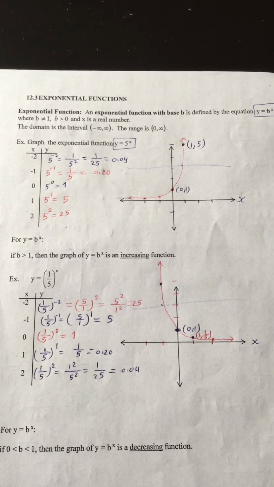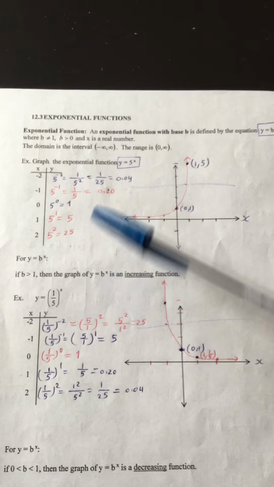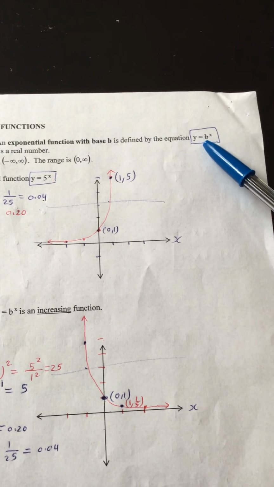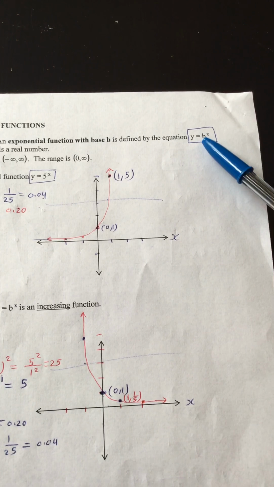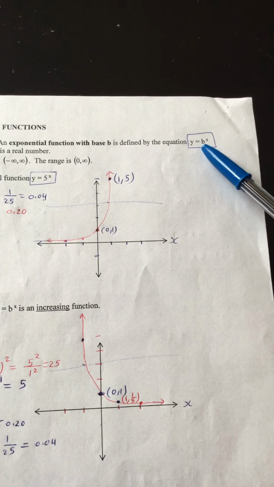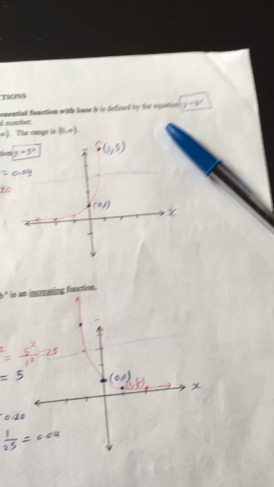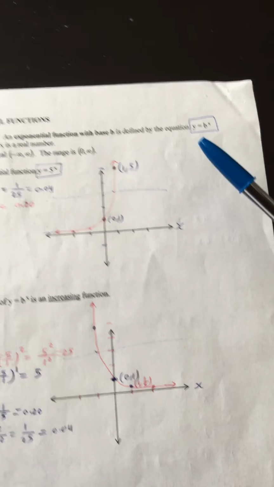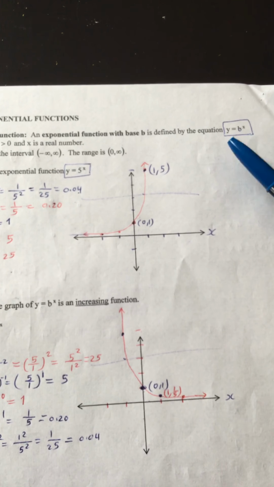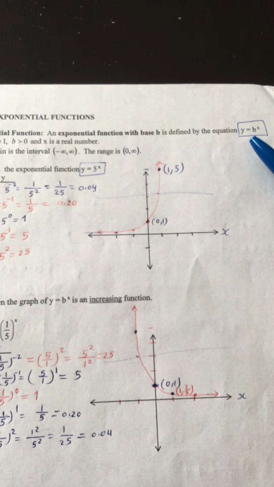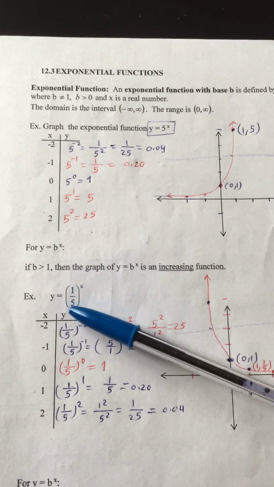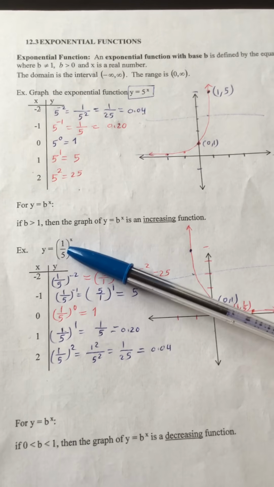Now let us take another example. Let us take b equal to 1/5, that is, b between 0 and 1. So let us take b as 1/5. Let us graph this function also.